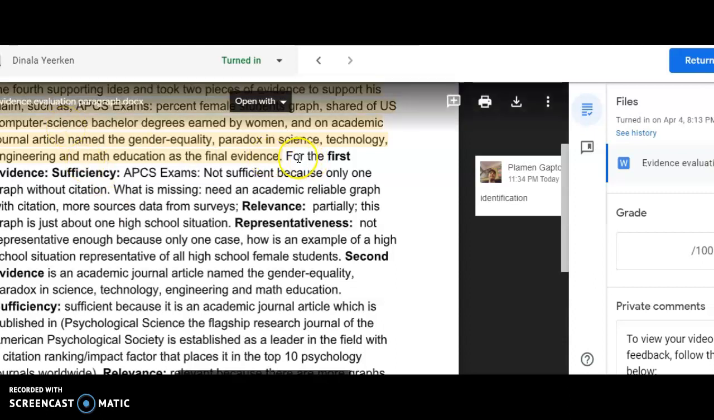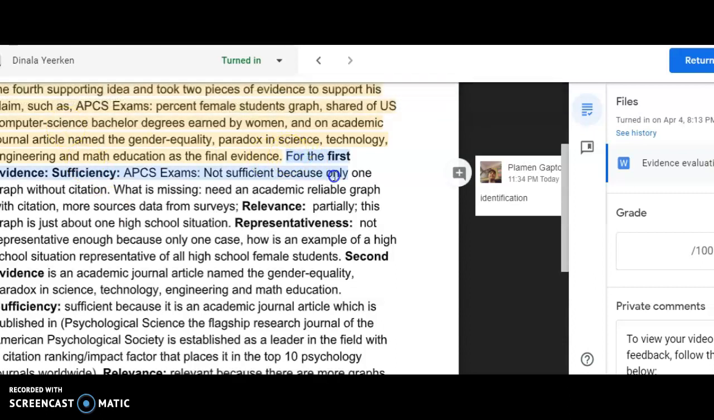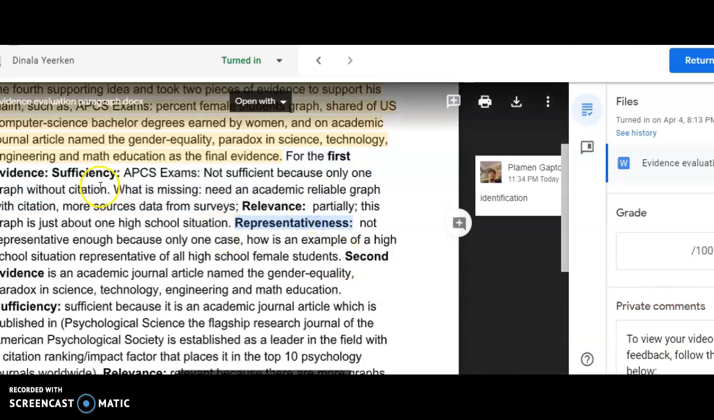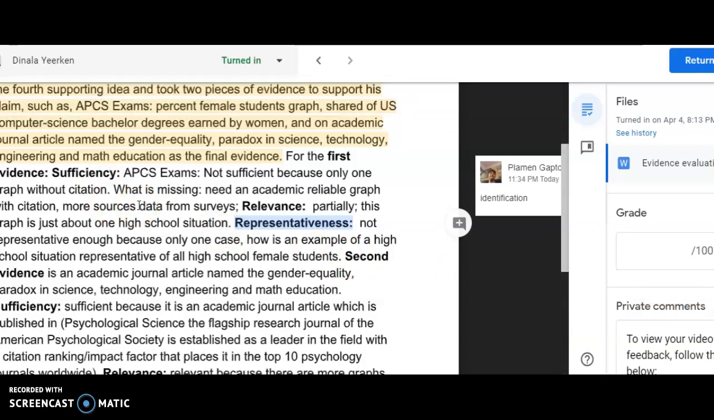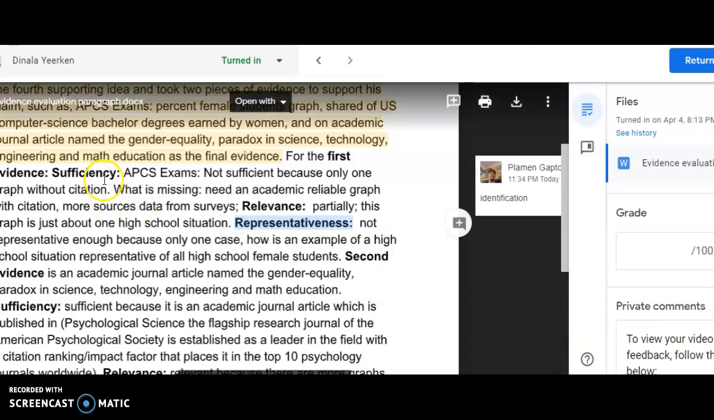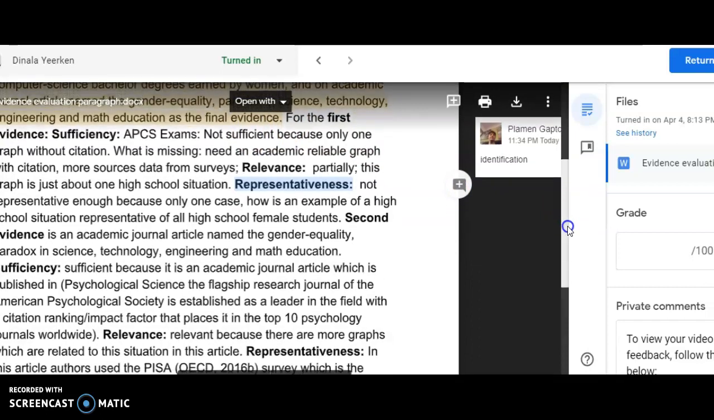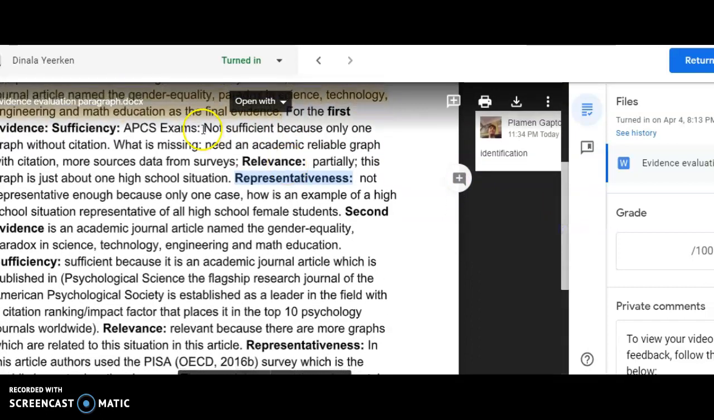Now you've written it kind of like as notes. Obviously, when you come to the writing of the paragraph, you will not include these bolded words, and it won't be so much in the form of notes. It will be sentences like the speaker could have included blah blah blah, right? This is a bit more like notes, but that's fine. It's actually pretty solid what you have here. Not sufficient because only one graph without citation.